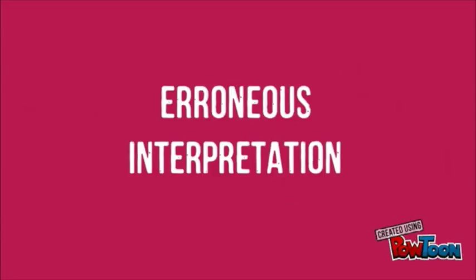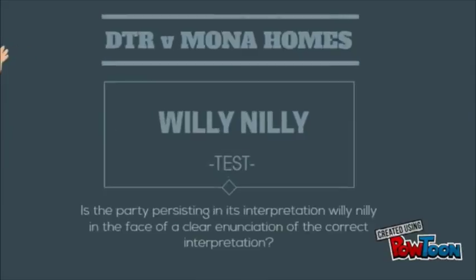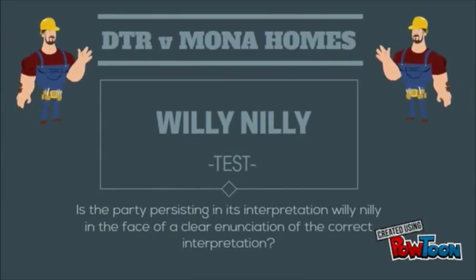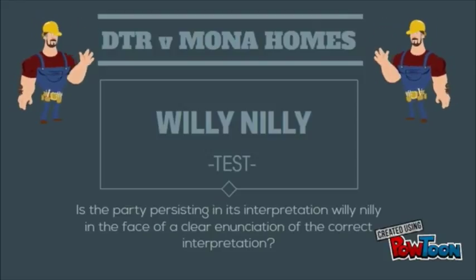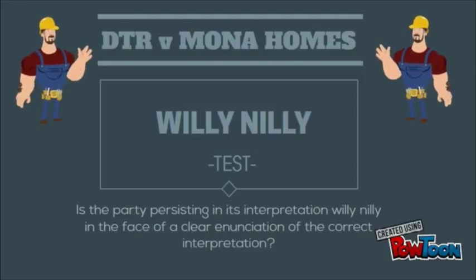What happens when a party seems to have repudiated but is acting on an erroneous interpretation of the contract? Good question. In this case, we apply the willy-nilly test from DTR and Mona Holmes. Is the party persisting in its interpretation willy-nilly in the face of a clear enunciation of the correct interpretation?